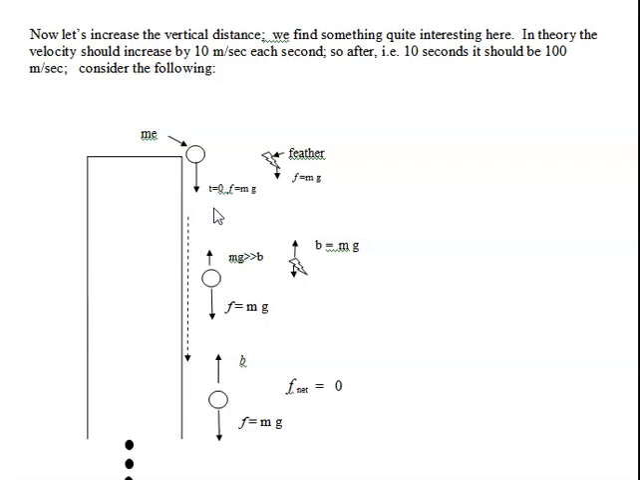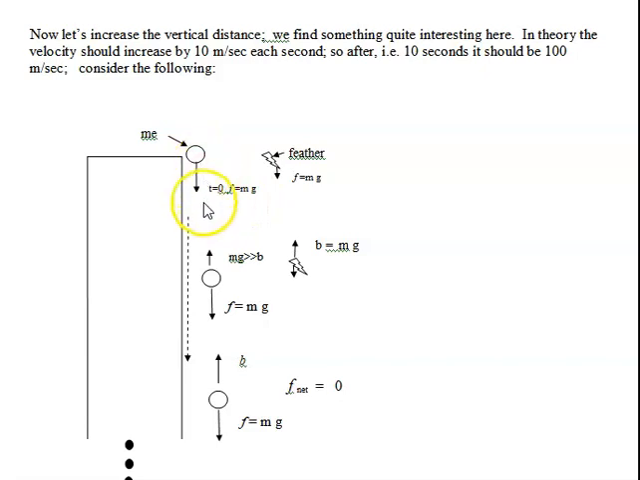If it took 1 second, my velocity would be 10 meters per second. After 2 seconds, it's 20 meters per second. After 3 seconds, 30 meters per second, etc. Every single second, it increases by 10 meters per second. That's why the units are 10 meters per second per second. The force is my mass, which is about 60 kilos, times the gravitational constant. That doesn't change. The gravitational acceleration is constant.